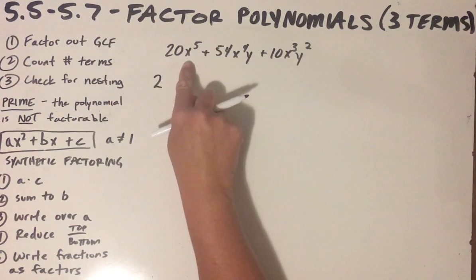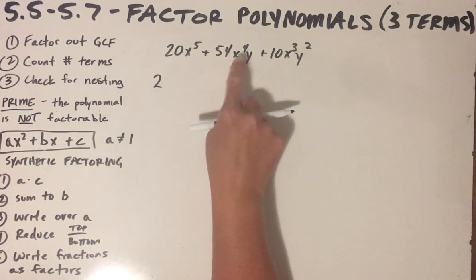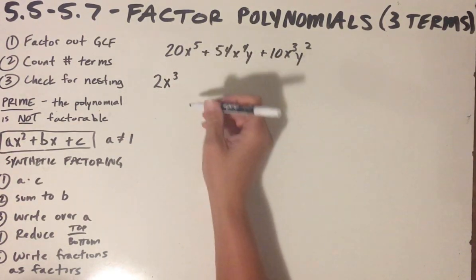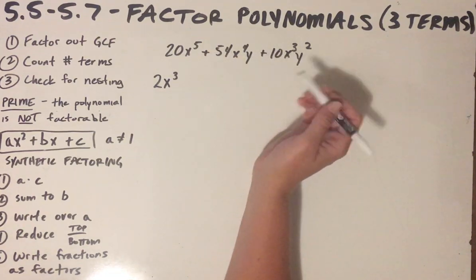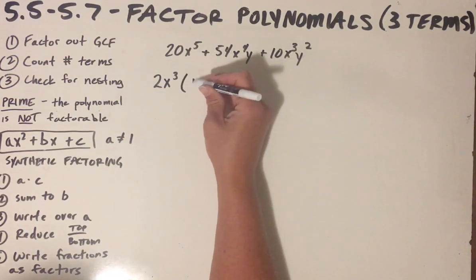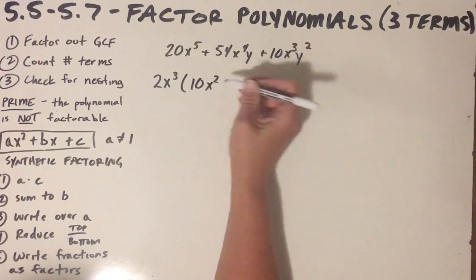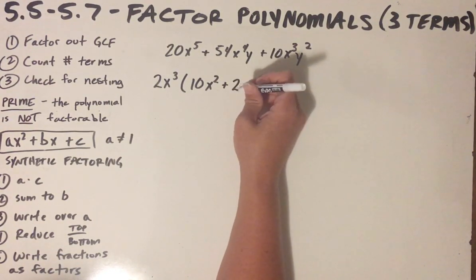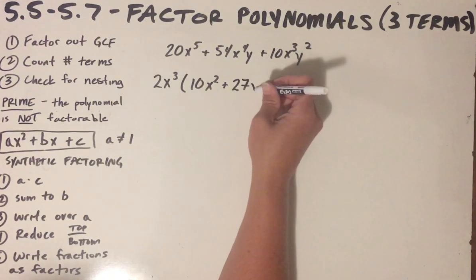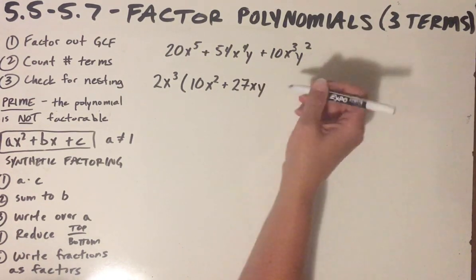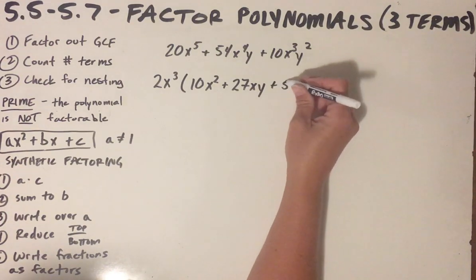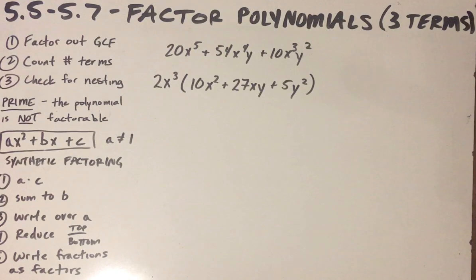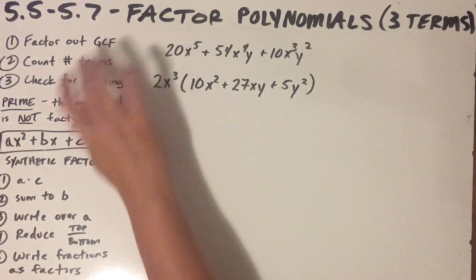For my variable, when I look at these, I have an x to the 5th here, x to the 4th here, and an x cubed. That means that they all have at least an x cubed in common. This one doesn't have a y, so there's nothing I can do about the y's. So what's left here is a 10x squared plus a 27xy plus a 5y squared. Okay. So I've just done the first step of factor completely.